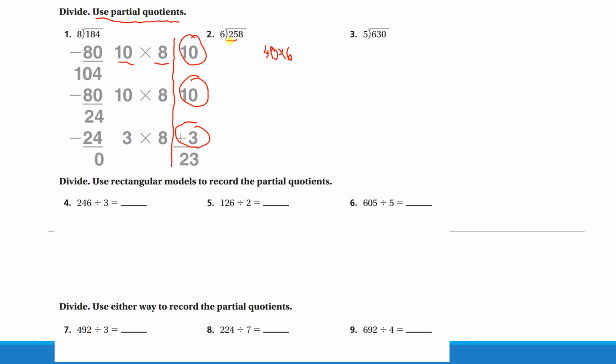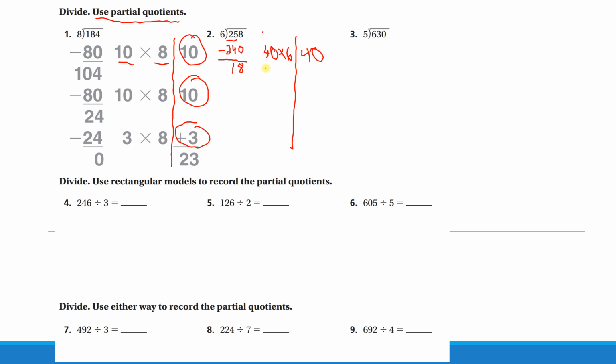But here, I used a combination. I looked at compatible numbers, and then I also am going to use partial quotients. So on my separate problem over here, this is how many 6s? 40 6s. Because I can do 6 times 4 and get 24. Add my 0 placeholder and subtract, and look at how far I've already come. So now I have 18. Well, 6 goes into 18 how many times?